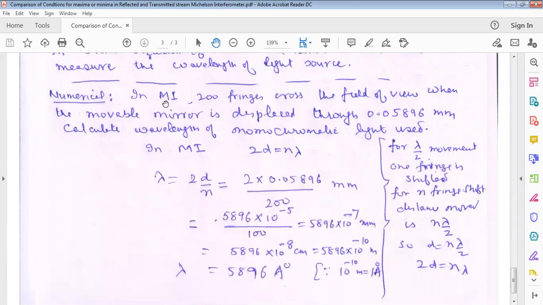MI is short for Michelson Interferometer. In a Michelson Interferometer, 200 fringes cross the field of view. What does field of view mean? We are watching what crosses in front of our eye, what passes out of our view, when the movable mirror is displaced through a distance of 0.0589 millimeter. Calculate the wavelength of the monochromatic light used.